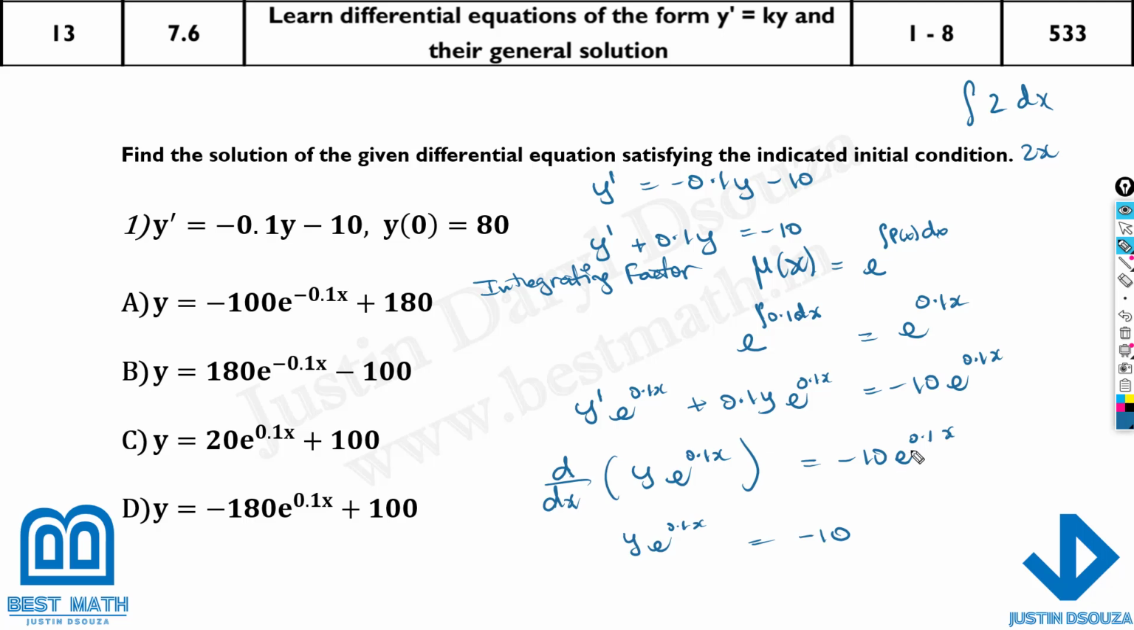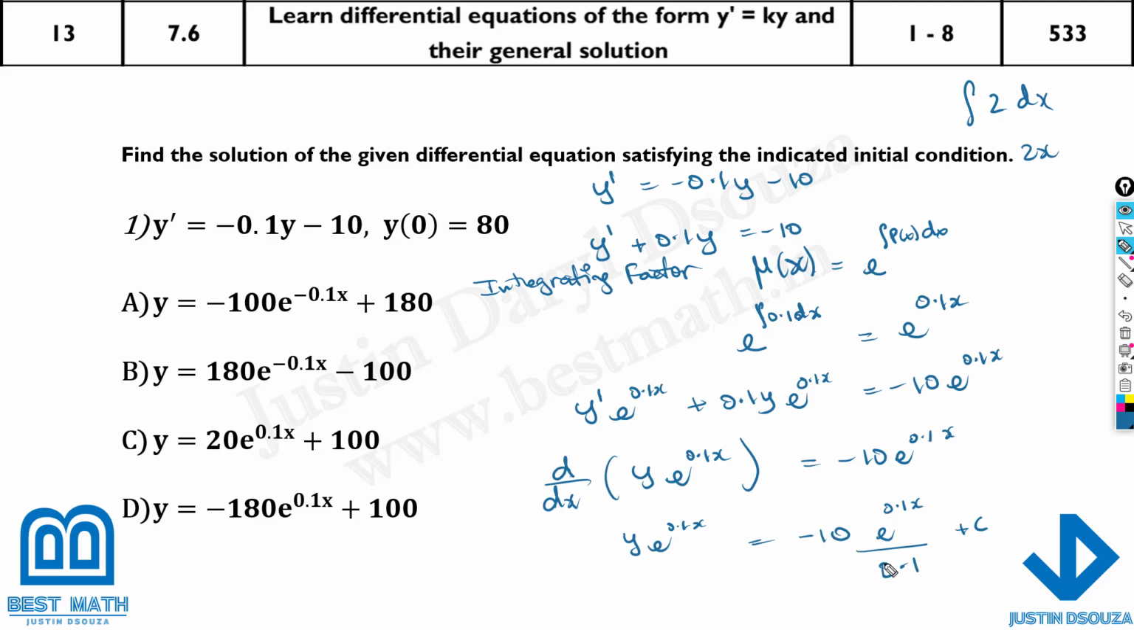But what is the integration of e to the power 0.1x? Integration of e is the same, so we'll just write e to the power 0.1x itself. But here we have this coefficient for x that will be divided by, right? It's going to be divided by 0.1. If you have a minus, we add a minus sign. The coefficient of x is written down. So this entire thing will be added to c.